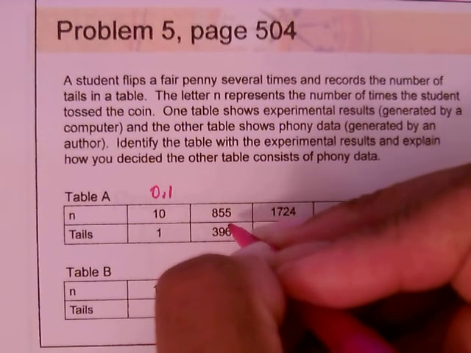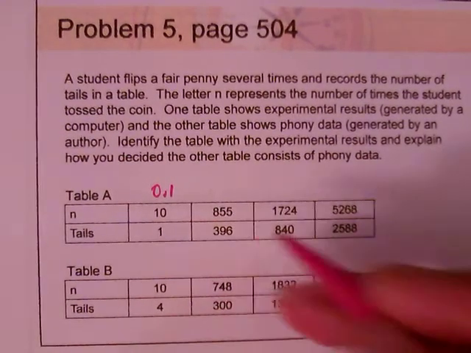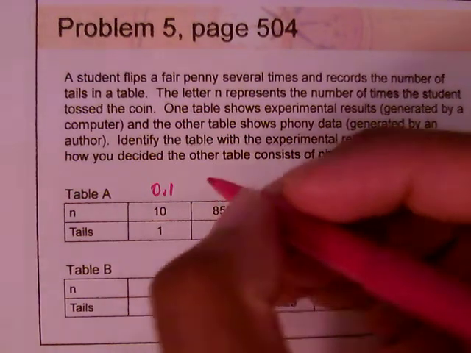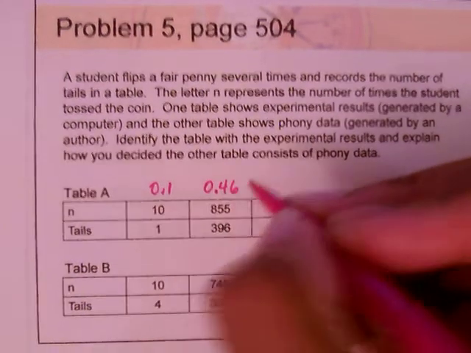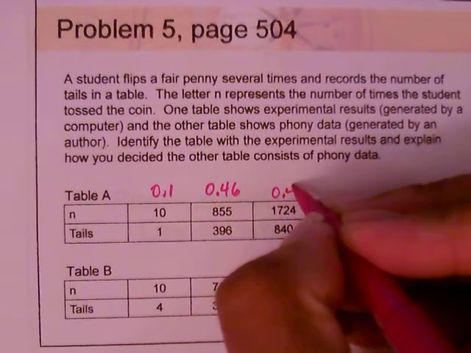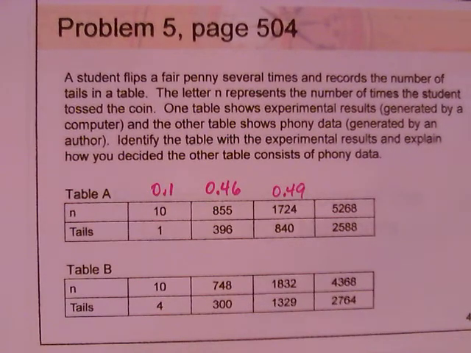Here we got 855 tries, 396 times was tails, so 396 divided by 855 would be approximately 0.46. Here I'm writing these as decimals. Then the next one was 1,724 trials, and 840 tails, 840 divided by 1724 would be approximately 0.49. And that last one, I'm going to do 2588 divided by 5268. That would be 0.49.